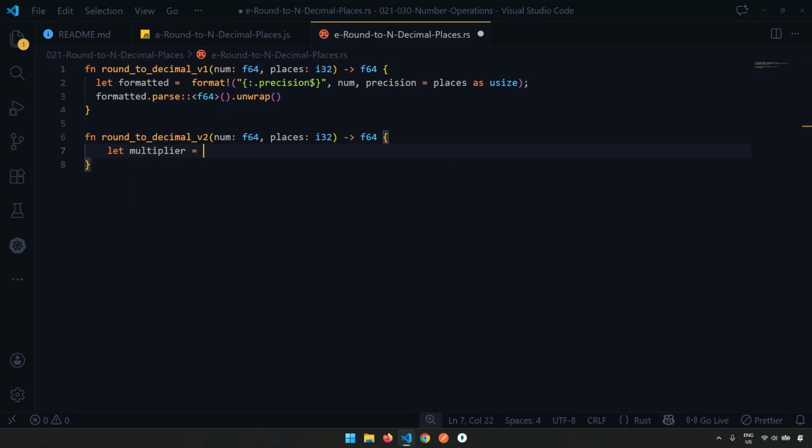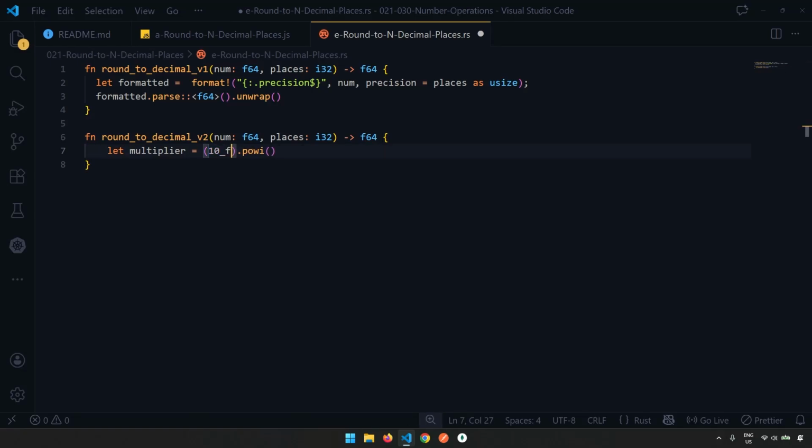First off, we need to create our multiplier. Now we have a method that's called powi. That's going to raise something to the power of something. Now it needs a base. The base of this is 10, as we have talked about before, but this powi doesn't work on 10. 10 is an integer. Powi works on a float.